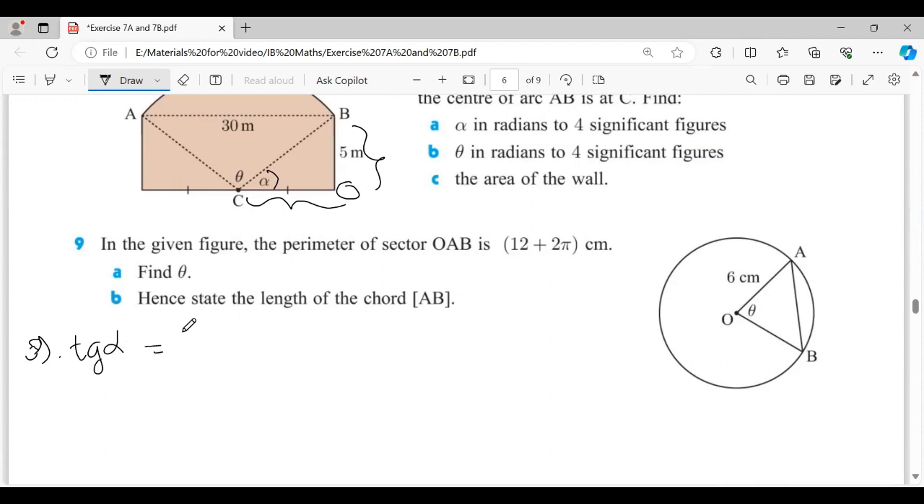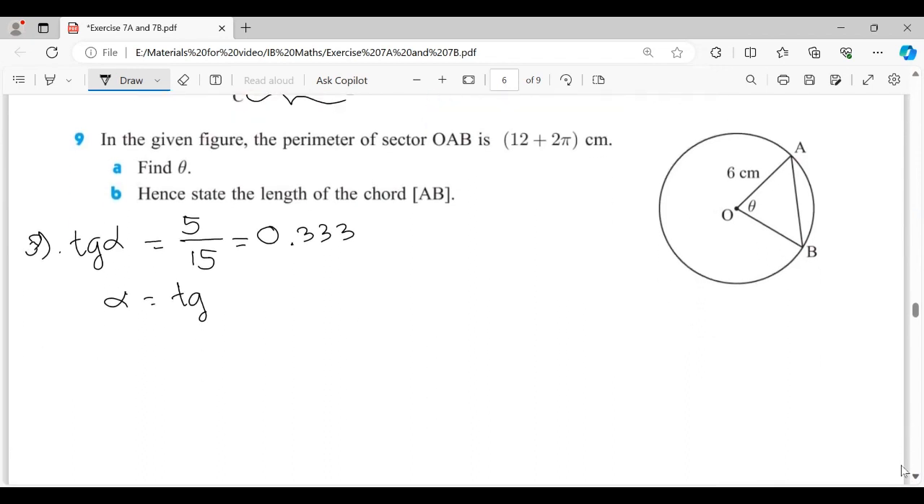equals 5 over 15, 30 divided by 2 equals 15, and 5 over 15 equals 0.33, and so on. Okay, and it means alpha equals, on the calculator, arc tangent or tangent to the power negative 1 of 5 over 15. So alpha equals 18.43. Okay, that is alpha.